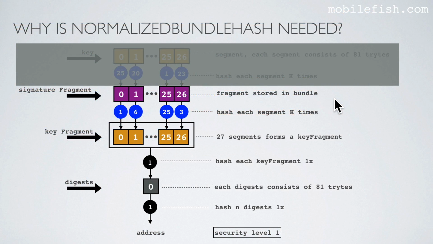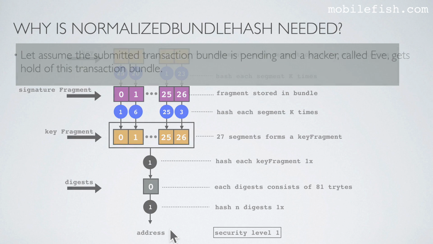I have already explained this, but I will do it again. This is the signature fragment. This signature fragment is stored in the bundle. Each segment is hashed k number of times. 27 segments together form a key fragment. If we hash the key fragment one time, we get the digest. And if we hash the digest one time, we get the address. This address must match the address where you spent IOTAs from.